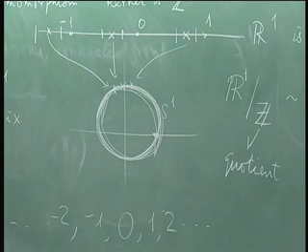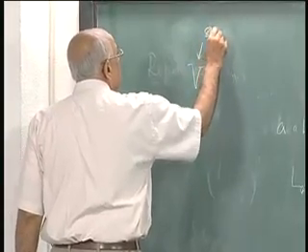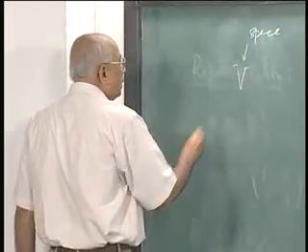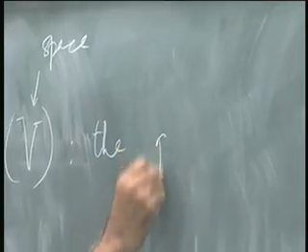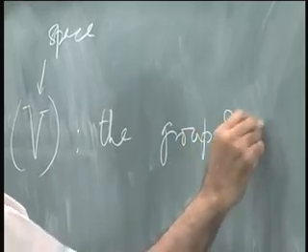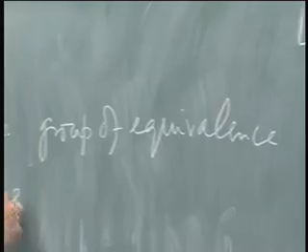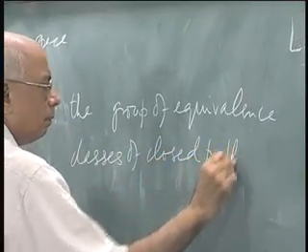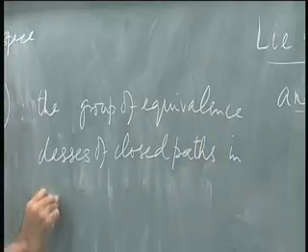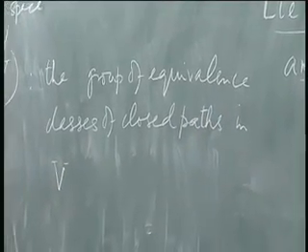The set of equivalence classes of a space, and let me call the space V, V is the continuous space. The set of equivalence classes forms a group and it is called pi 1. The group of equivalence classes of closed paths in V, and it forms a group.